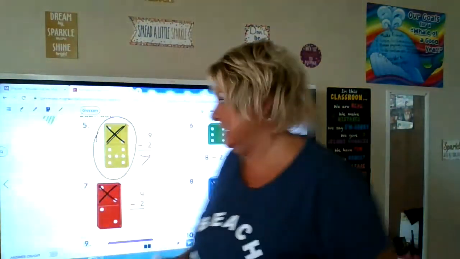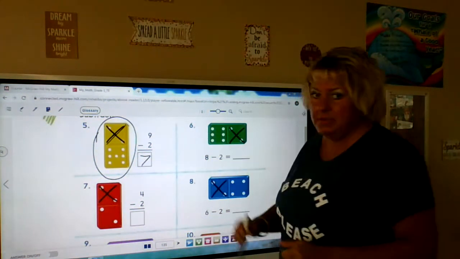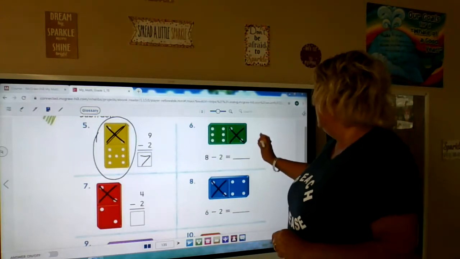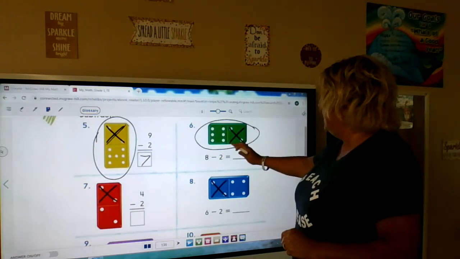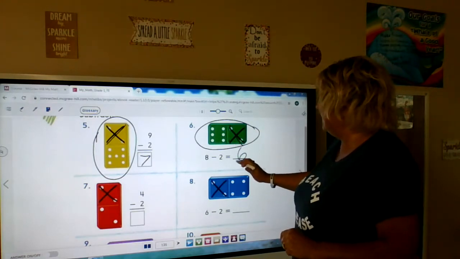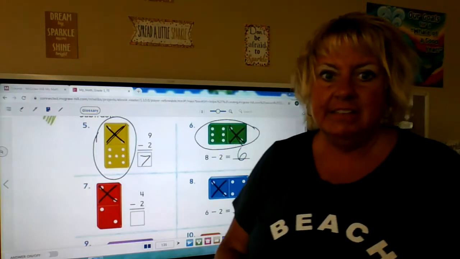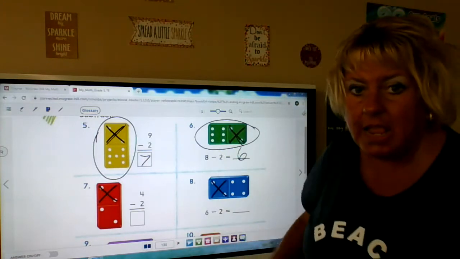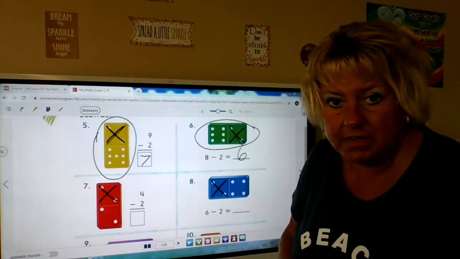Yep, it is. Okay, let's do number 6. Now we're going to go across. I have 8 all together. I take away 2. What's left? 6. 8 is the whole, 2 is the part, and 6 is the other part.